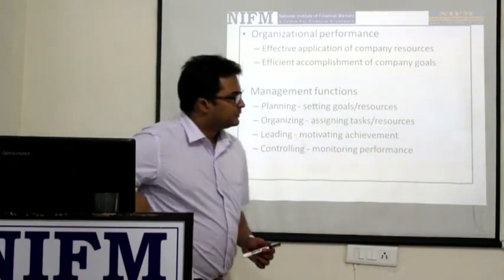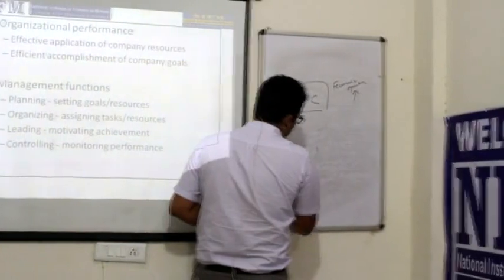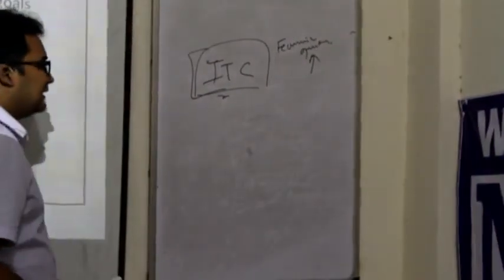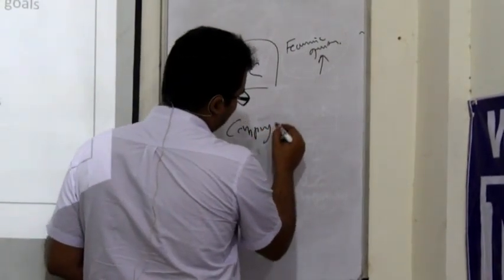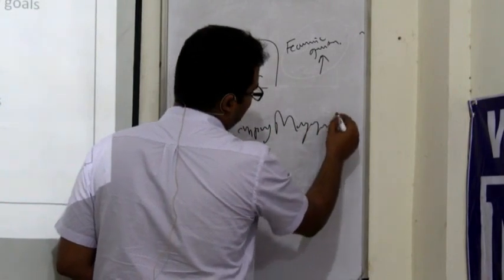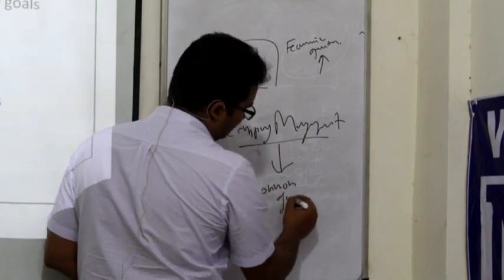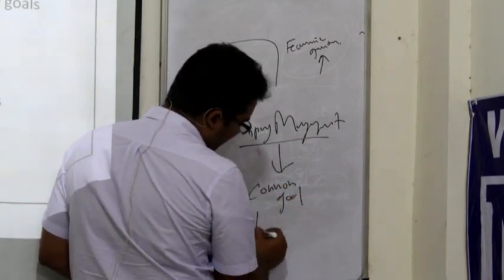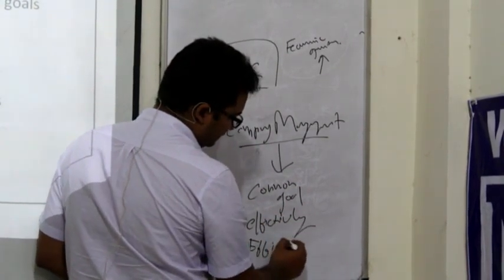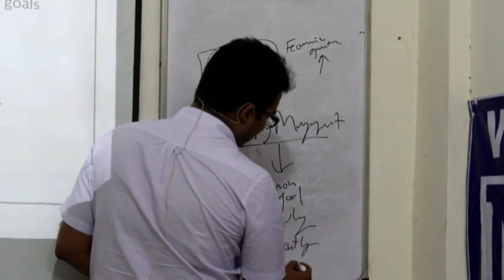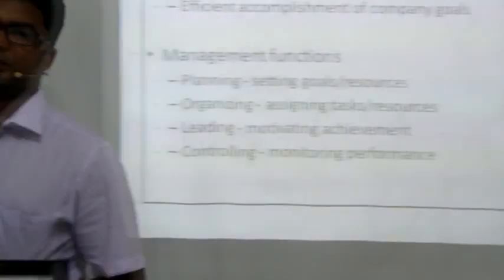So when we are talking about the management aspect of the company, we are talking about two things. One is the efficiency and the other thing is the effectiveness. So the company's management should work for a common goal effectively and efficiently, and hence management functions come to the picture.